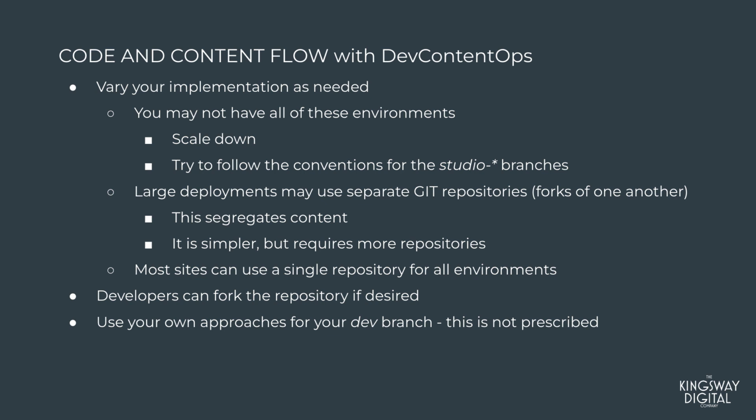Large deployments with separated content, separated repositories, will allow you to segregate content so that prod content is not available or visible to lower systems unless it's been approved through a proper sync. It's simpler. You only have a couple of branches per repo, but you have more repositories to manage and that sort of thing. Developers can either clone the main repository and do their work there in their own branches, or they can fork it. Either solution works perfectly fine.